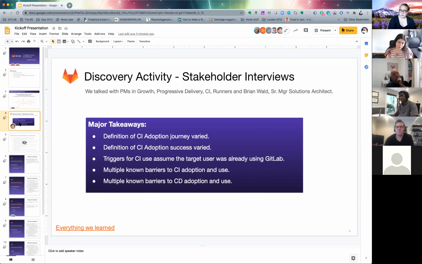We know that there are multiple barriers to both CI adoption and use and CD adoption and use. So there has been some research done. There have been many customer conversations around this. So we're not going in blind, which is great. We have a really, really great base of information to start from.